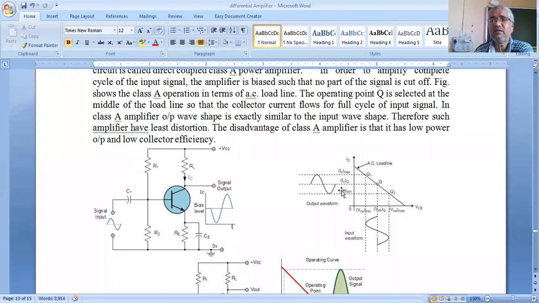So maximum variation in the ICQ will be IC max, at this point. So this is suppose ICQ, it is exactly at the middle of this. Suppose this is 0, this is 1, then this is 2, because this is twice. So IC, if we can select this Q1, this Q is the operating point. Now the signal may vary from Q1 to Q2.